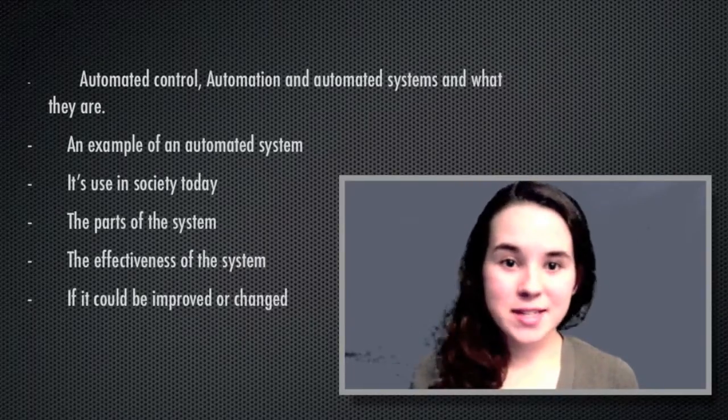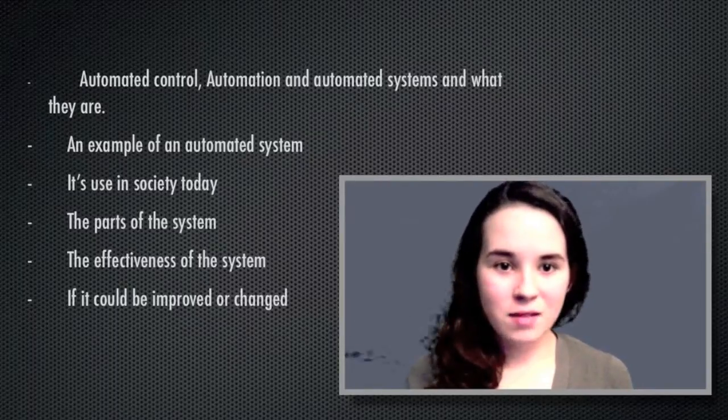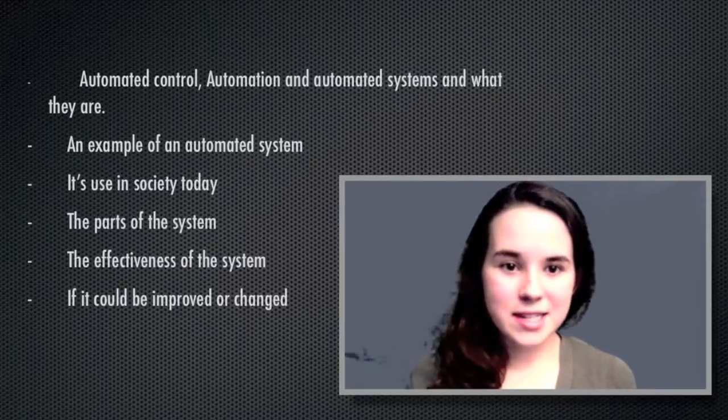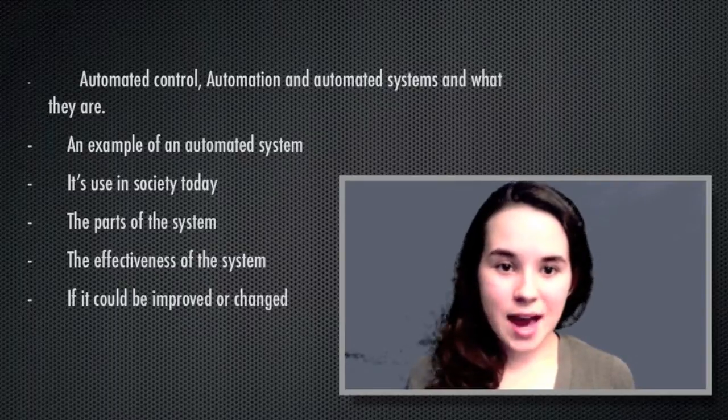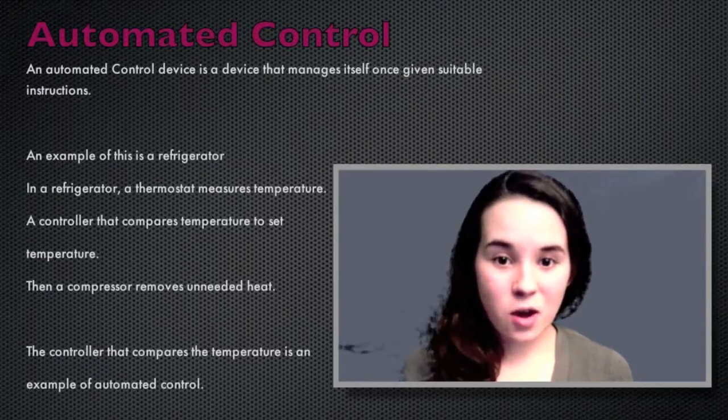Today we'll be investigating automated systems and how effective they really are. We'll be looking at automated control, automation and automated systems and what they are, an example of an automated system, its use in society today, the parts of the system, and the effectiveness of the system and how it can be improved or changed. Let's first look at automated control and automated control devices.